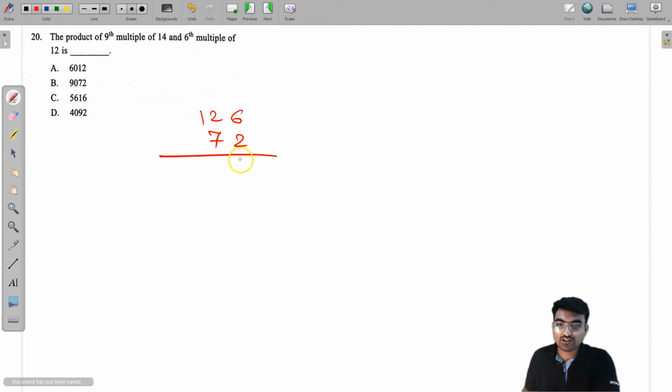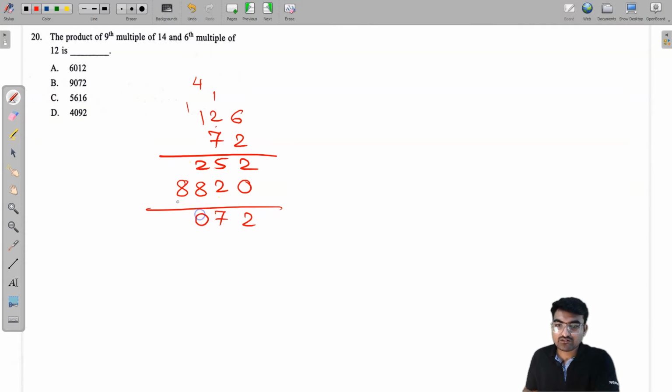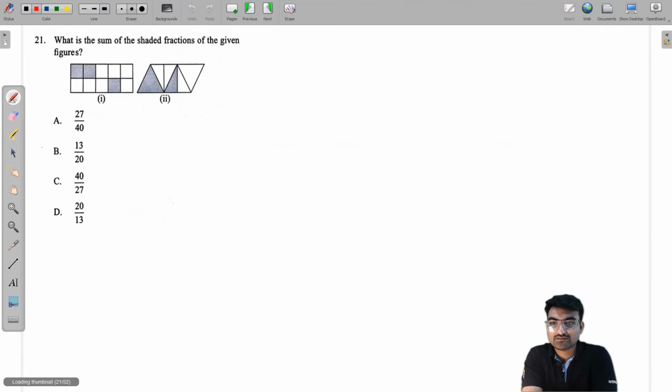Okay, so 6 into 2 is 12, so 2 carry 1, 2 2s are 4 plus 1 is 5, 2 1s are 2, 0 will be here. 7 6s are 42, so 2 carry 4, 7 2s are 14 plus 4 is 18, so 8 carry 1, 7 1s are 7 and 1 is 8, right? So we get 2, 5 plus 2 is 7, 8 plus 2 is 10, so 0 carry 1, 8 plus 1 is 9. Okay, so we get 9072. Fine, let's solve the next question.